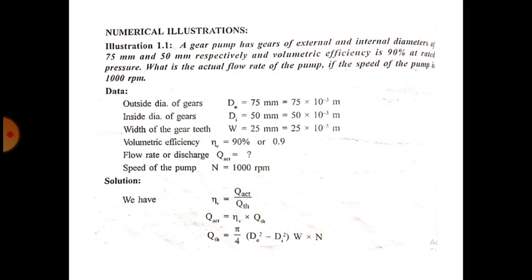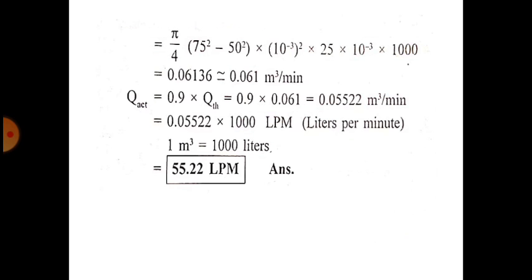If you convert that meter cube per minute into liters per minute, you must multiply by 1000, because 1 meter cube is equal to 1000 liters. So you are going to get the answer 55.22 liters per minute. That is the actual discharge of the pump, 55.22 liters per minute.